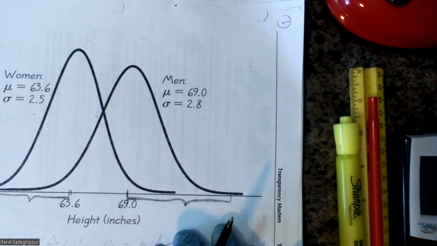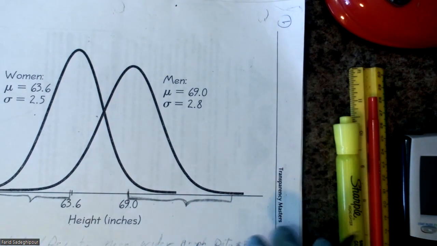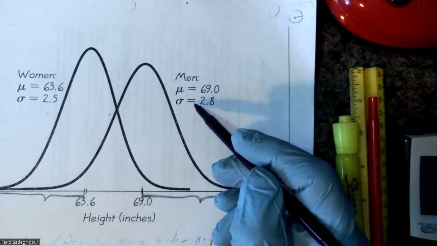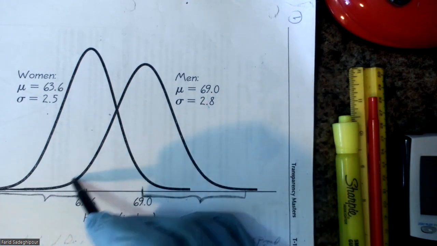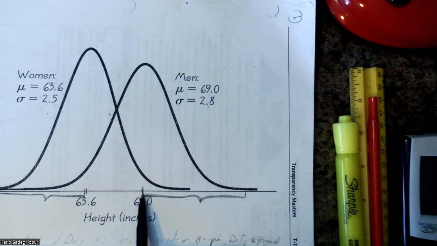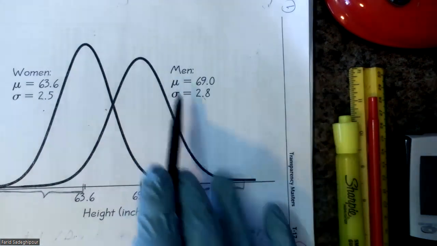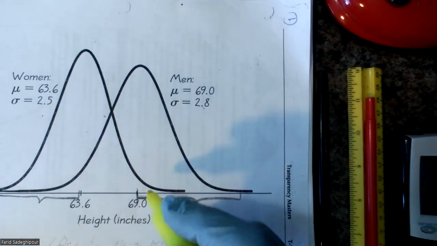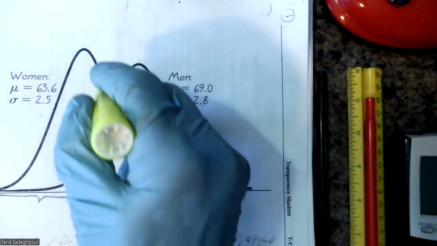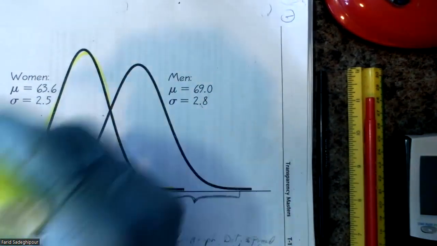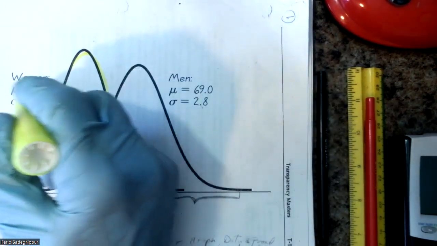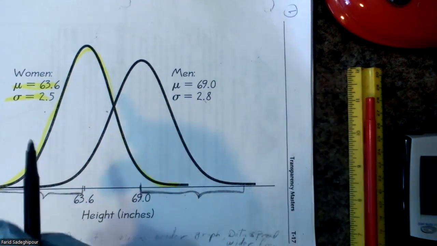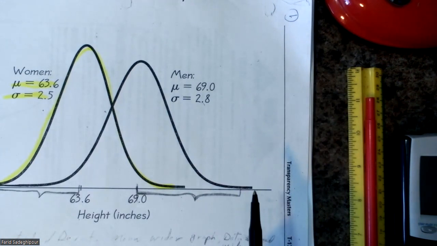But what if we deal with a curve with a different mean and standard deviation? Like this one, the mean, which is in the center, is 69 and the standard deviation is 2.8. Or the other curve, where the mean is 63.6 and the standard deviation is 2.5. So based on different values for mean and standard deviation, you end up having different curves.